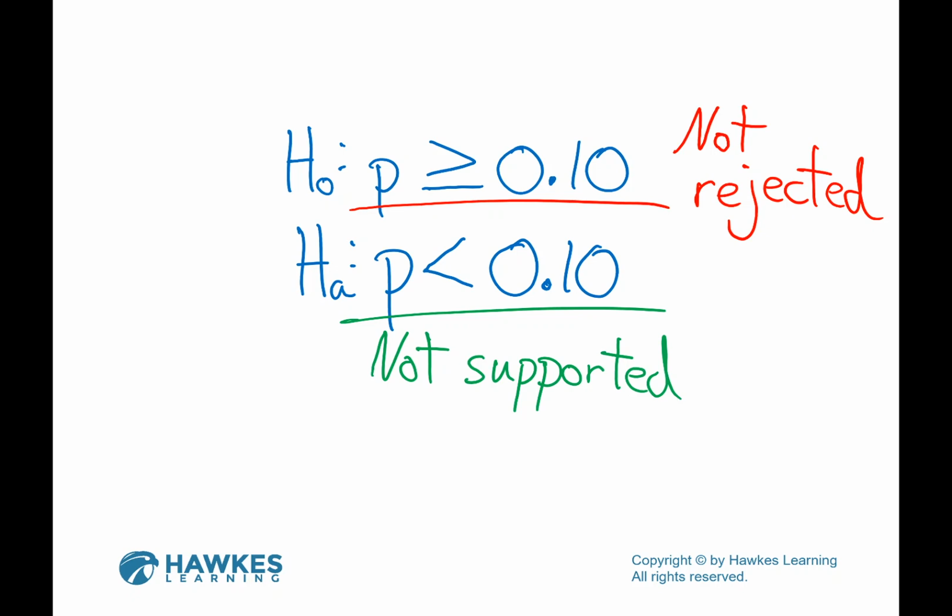Questions on that one? So if you reject the null hypothesis, that means we have strong evidence in support of the alternative hypothesis. If we fail to reject the null hypothesis, that means we didn't have enough evidence to support the alternative hypothesis. Rejecting the null hypothesis is a very strong statement. Failing to reject the null hypothesis is a very weak statement. Okay. No questions?